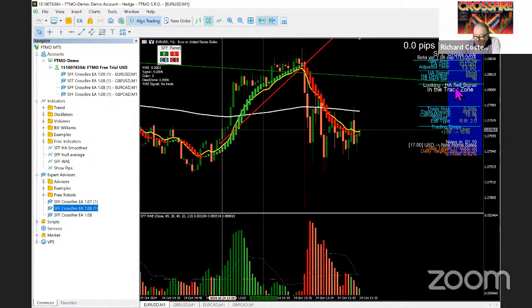Let's move that out the way. So it's now, because we're below the red trend line, it's prioritizing the red trend line, and it's still saying I'm looking for a sell signal. So maybe it needs to get above the red line, but anyway, it will take another trade. That was the point I'm making.